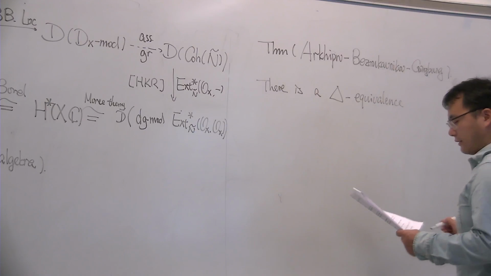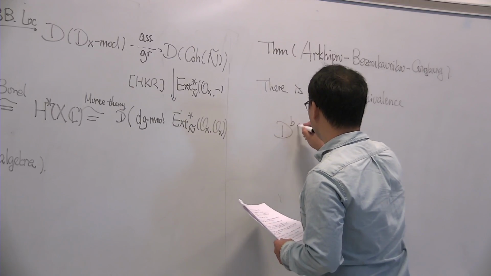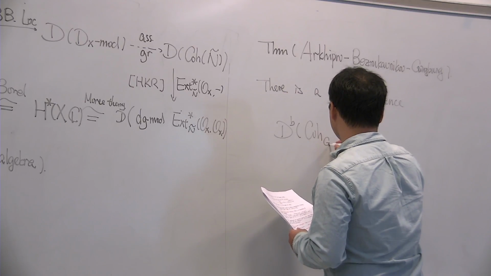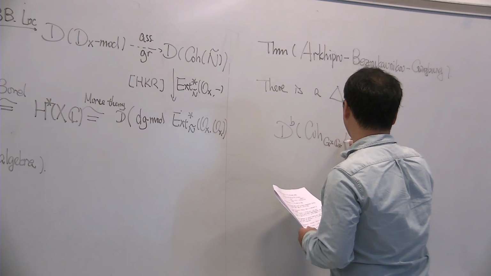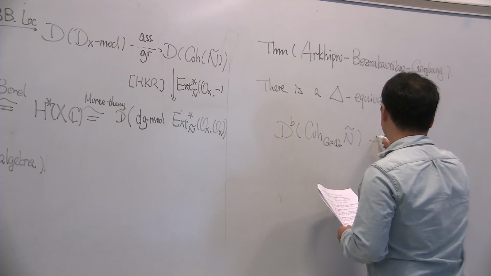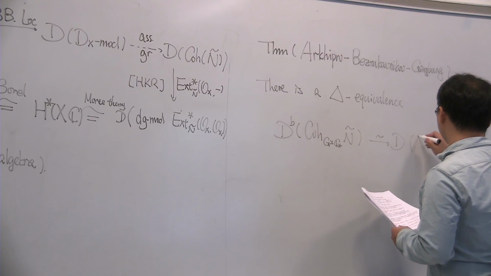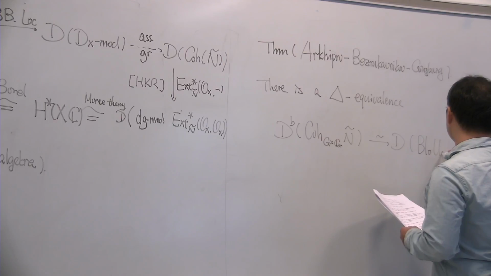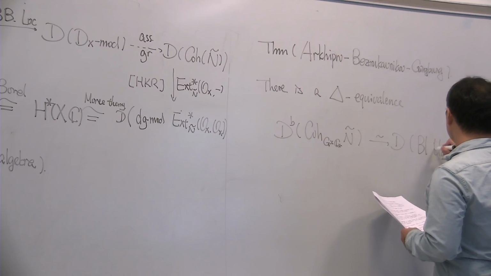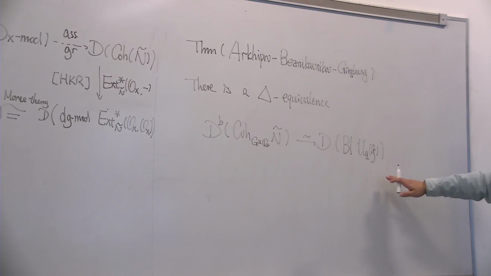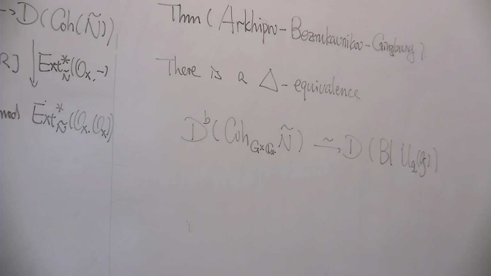between the bounded derived category, D^b of coherent sheaves, but now G cross C star equivariant coherent sheaves on the cotangent bundle, and the principal block, the regular block of U_q(g). But here, this is the big quantum group we have talked about earlier. There's a quantum Frobenius map on the big quantum group that defines the small quantum group.